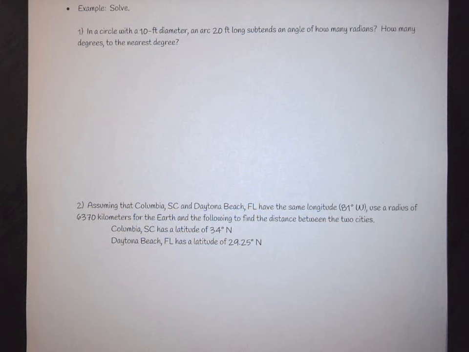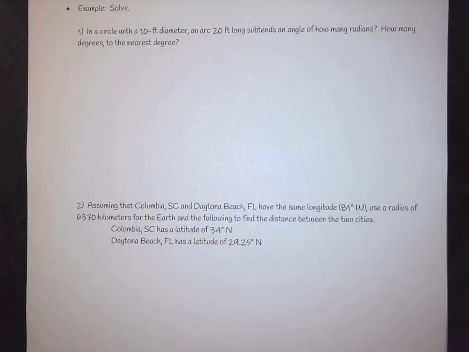So the first one says that you have a circle with a 10-foot diameter and an arc of 20 feet long, and it subtends an angle of how many radians. It also wants to know how many degrees, to the nearest degree.